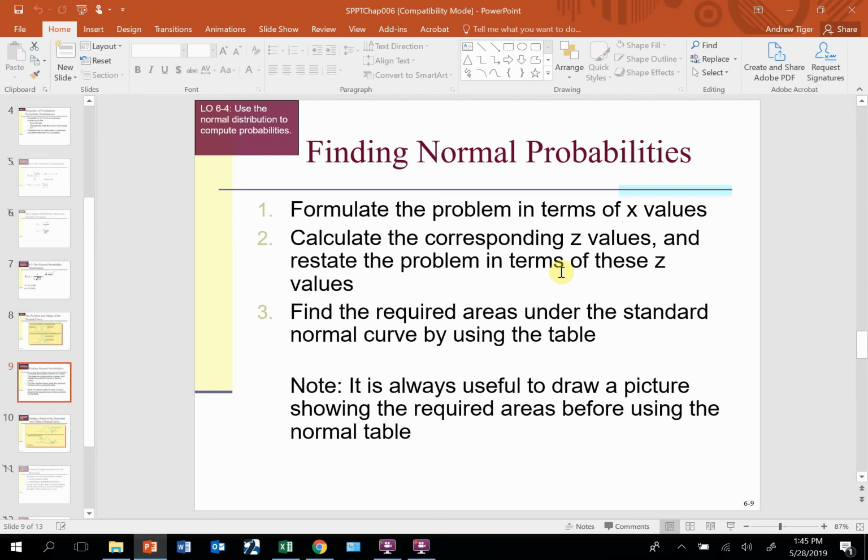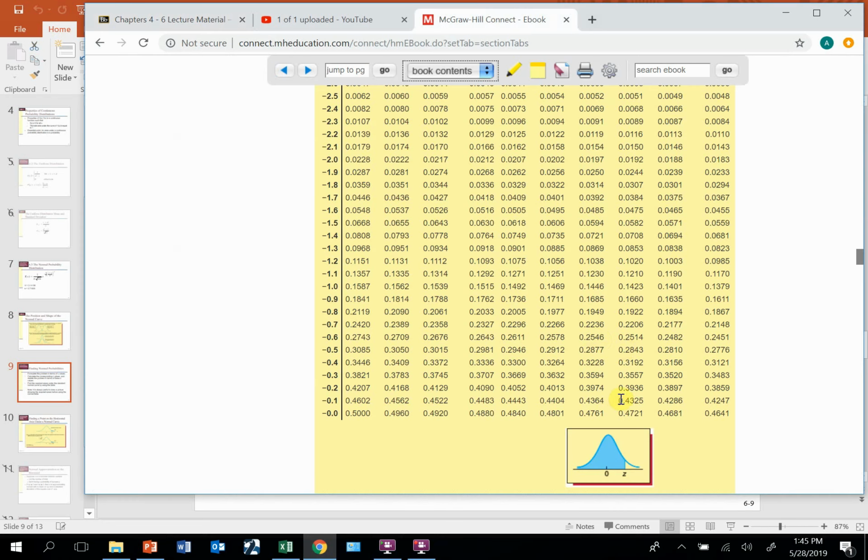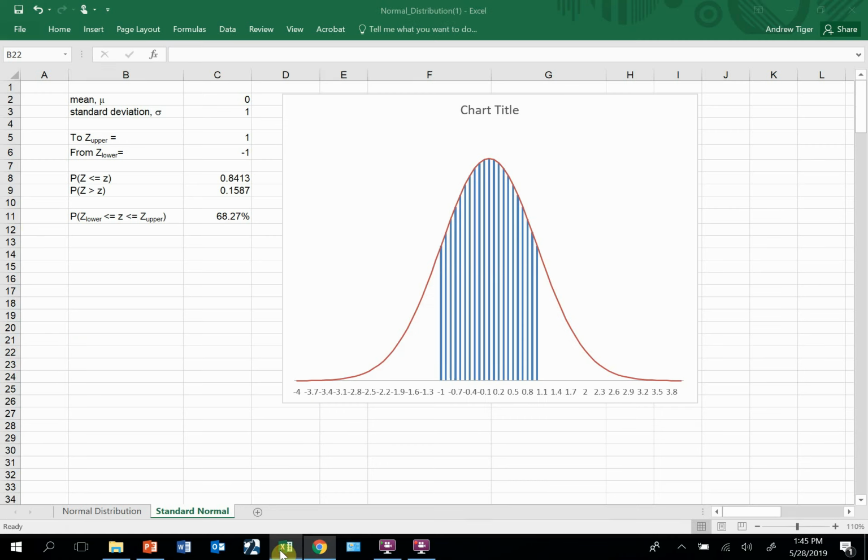So we have normal distributions and we have the standard normal. The standard normal always has a mean of 0 and a standard deviation of 1. And when you go to the back of the book to solve a problem, you're actually solving a normal distribution problem that's identical in terms of solution to the original problem. So let's go to Excel.